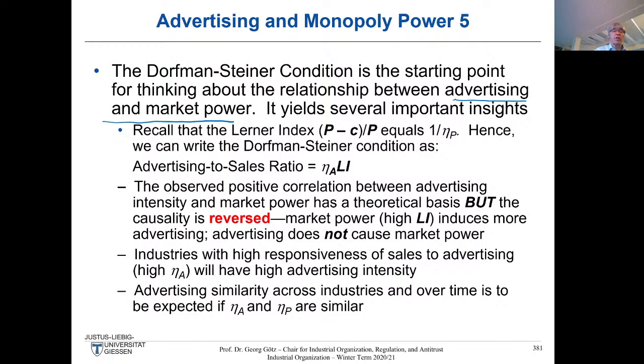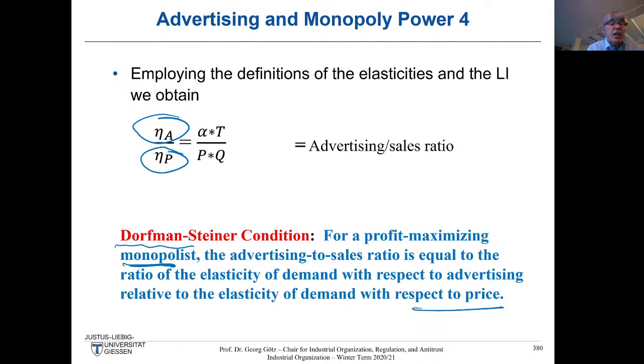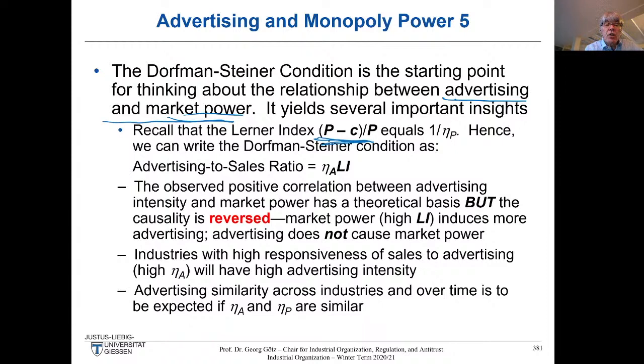Okay, so now, given that our monopolist spends money on advertising, we can ask what the relation is to market power, because we know we have the Lerner index included in this condition. This 1 over eta p is nothing else than the Lerner index. And we know, of course, the larger the Lerner index, the higher the market power. And we can write the advertising to sales ratio as eta a, the advertising elasticity, times the Lerner index. And what we immediately see, if the Lerner index increases, advertising to sales will also go up. Hopefully it's clear, okay? Advertising to sales ratio will also go up.